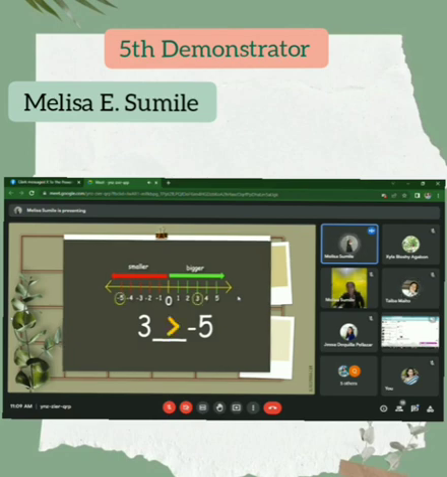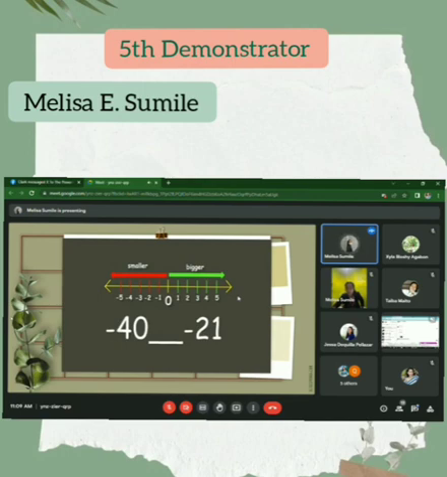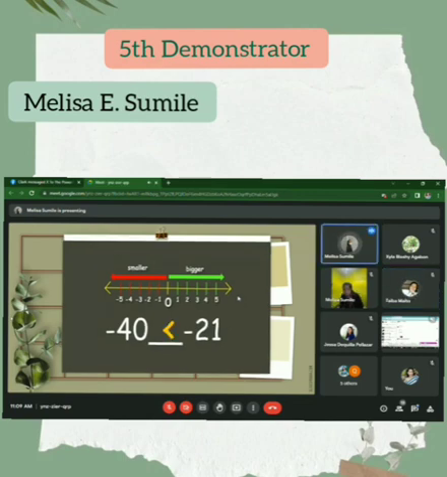Now, how about comparing negative integers? We have negative 40 and negative 21. What's your answer, class? What's your answer? We have negative 40 is less than. Okay, less than negative 21.